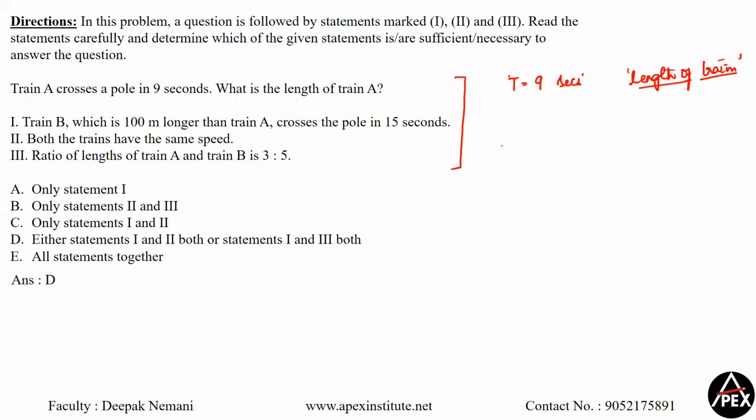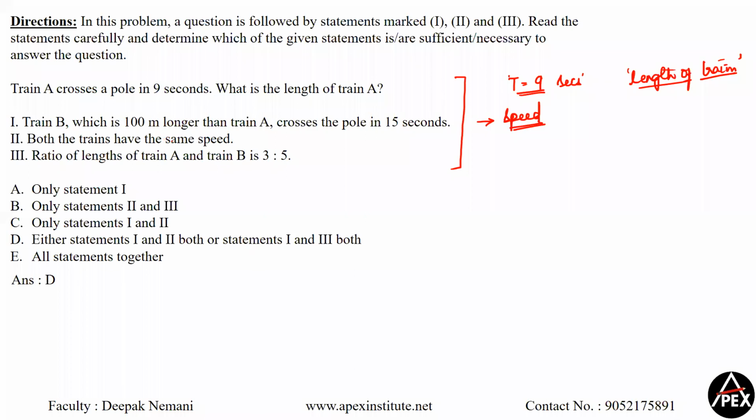Okay, to find the length of train, what is required? Given with time, and we have a train crossing a pole, speed, isn't it? Speed. So you should be in a position to determine the speed of a train.